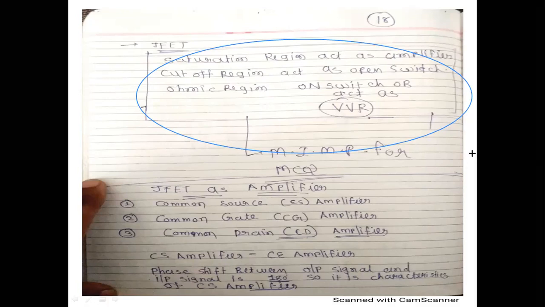It is very useful. Now JFET can act as an amplifier: common source amplifier, common gate amplifier, and common drain amplifier. It is the concept regarding the JFET. So common source amplifier, simply put the capacitor, RD resistor, RS resistor. So if Vin is applied to the gate, then IG current flows. If IG current flows, so IG increases.